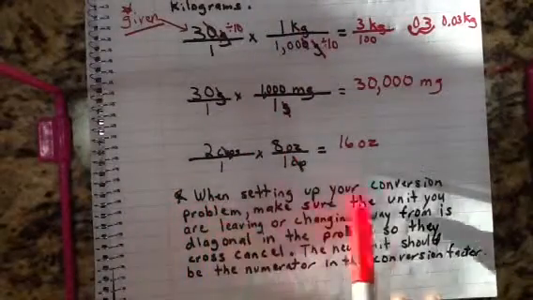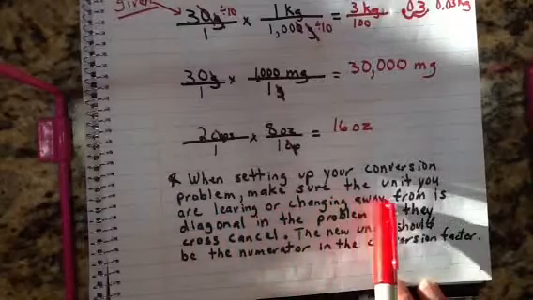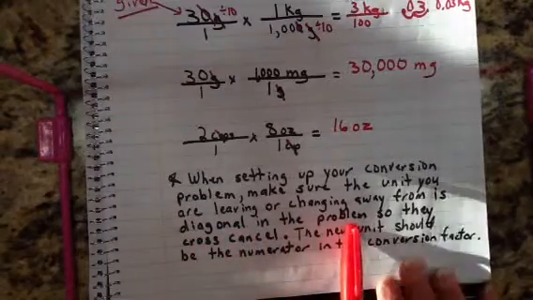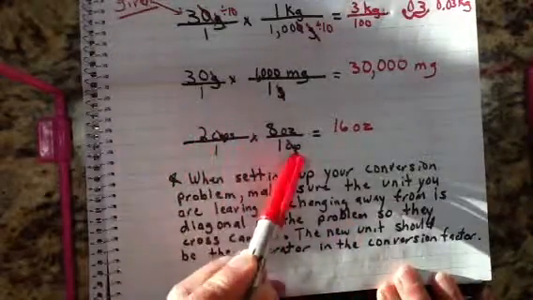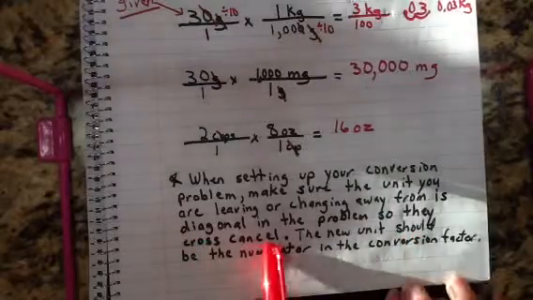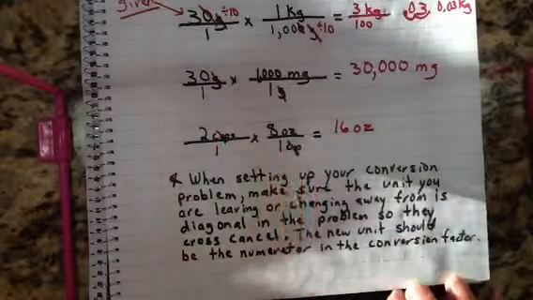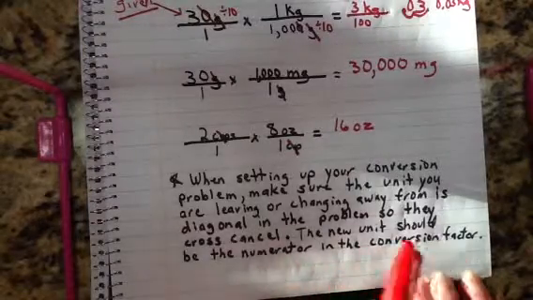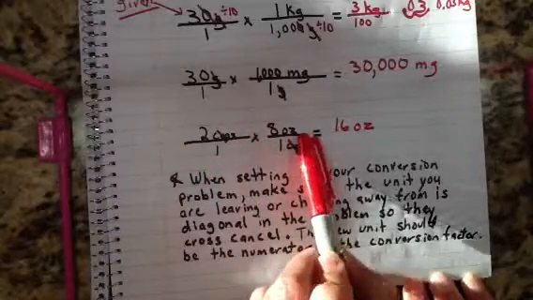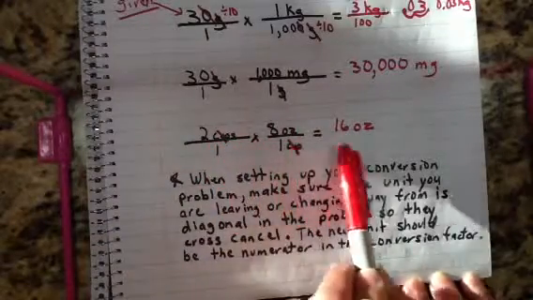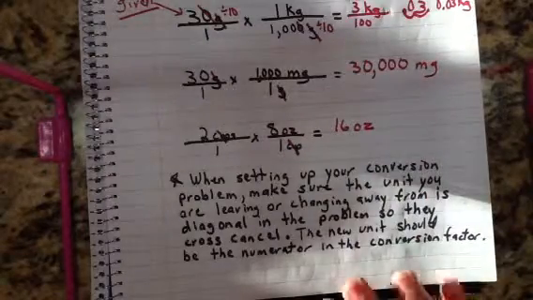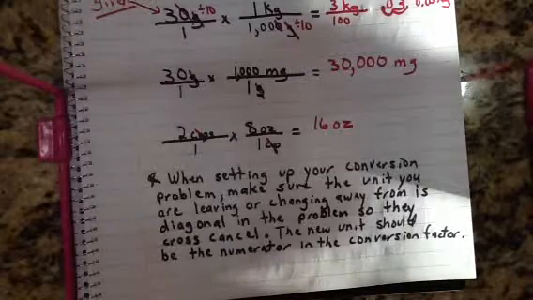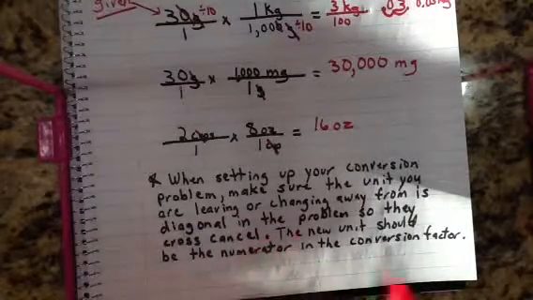Okay, so when you set up your conversion problem, make sure the unit you are leaving or changing away from is diagonal in the problem. Okay, so see how these were diagonal, so that they cross-cancel. Notice my units cross-canceled. And then the new unit should be the numerator in the conversion factor. So see here, I wanted to go to ounces. That was my numerator. I cross-canceled my cups, and I ended up with my ounces. So hopefully this helps you with this style math. I know people use other tricks, especially with the metric, but I like this setup.